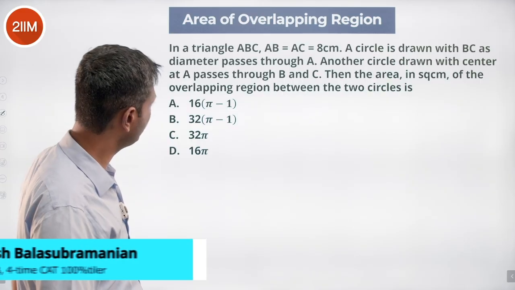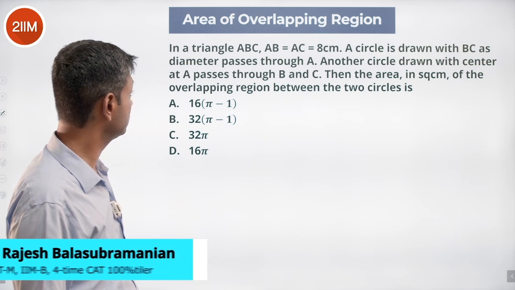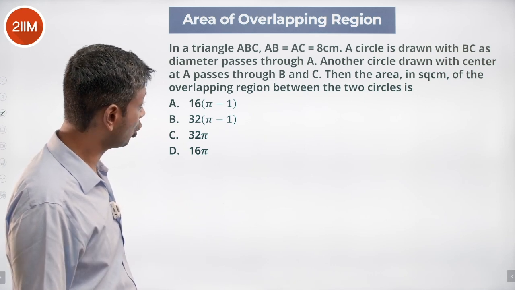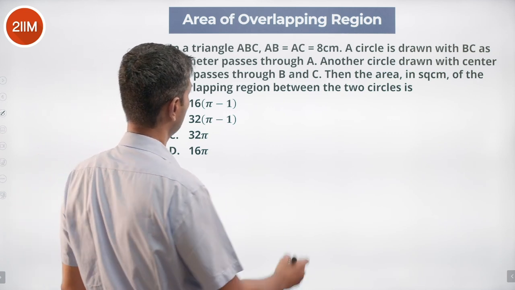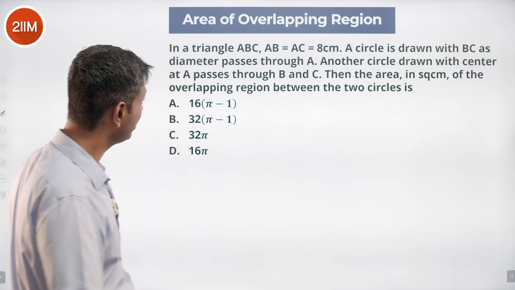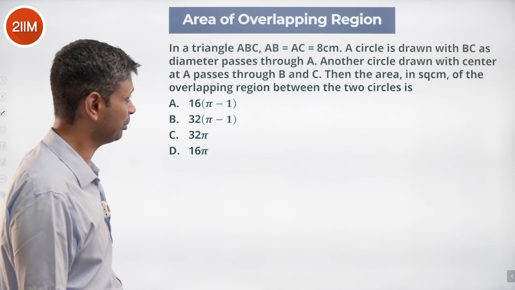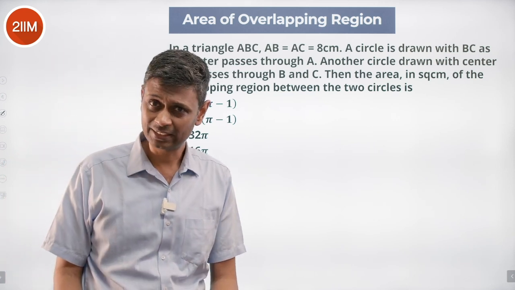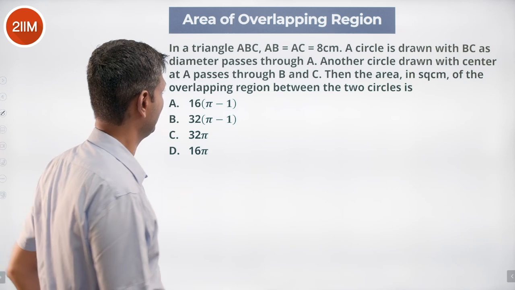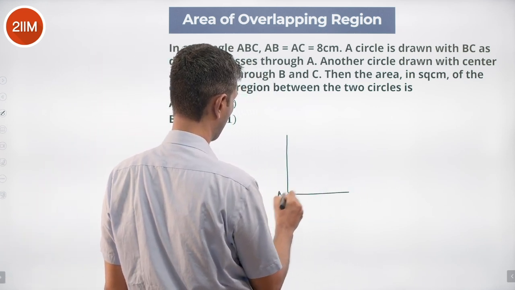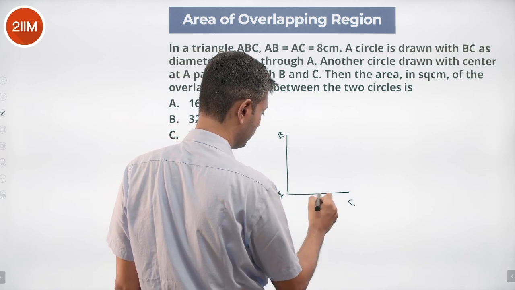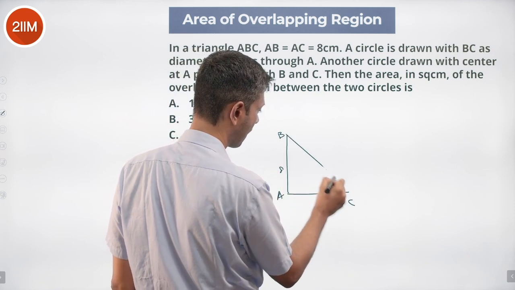In a triangle ABC, AB is equal to AC equal to 8 centimeters. A circle is drawn with BC as diameter that passes through A. That means it's a right angle triangle. It's an isosceles right angle triangle. Let's say it is ABC, with sides 8, 8.